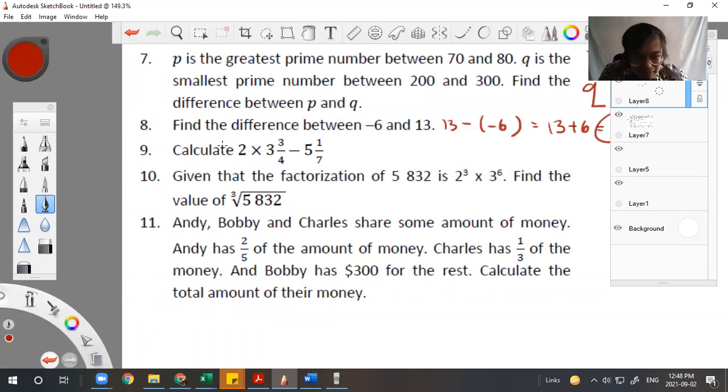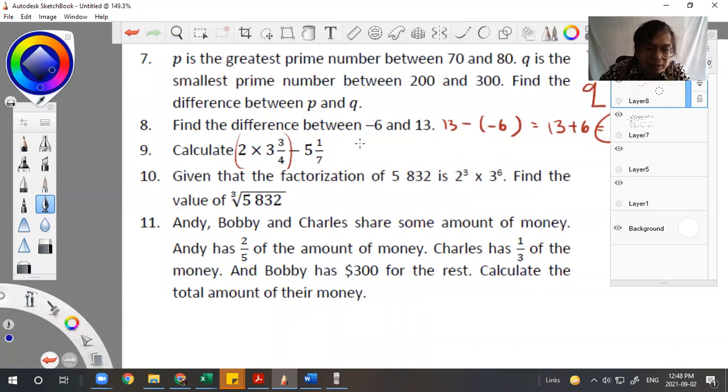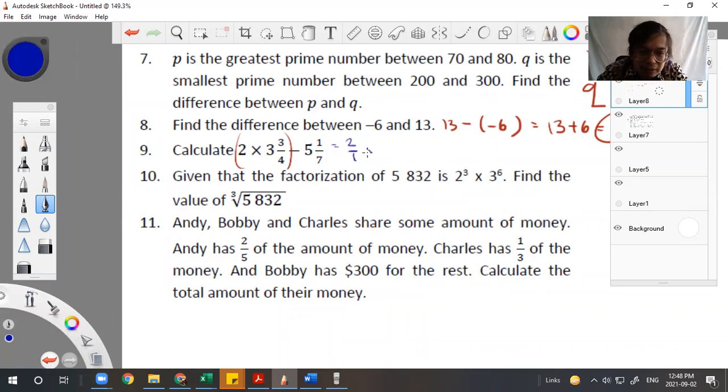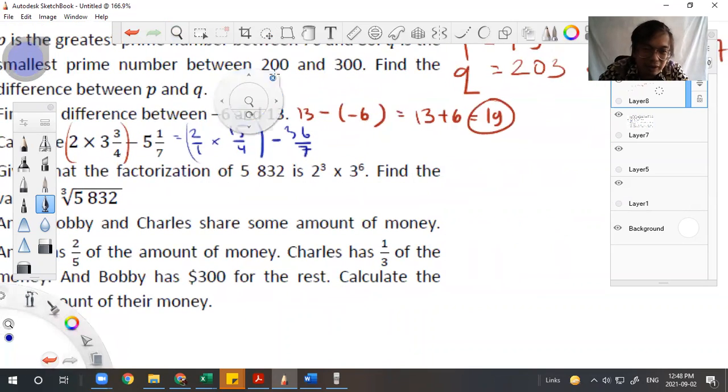Multiply first, right? If you want to multiply first, do this. I want to make the blue color 2 over 1 times, you have to multiply 4 times 3, 12, 12 plus 3 is 15 over 4. Subtract by 7 times 5, 35, plus 1, 36 over 7. Next, you have to calculate the multiplication 30 over 4 because numerator times numerator and denominator times denominator. Subtract 36 over 7.